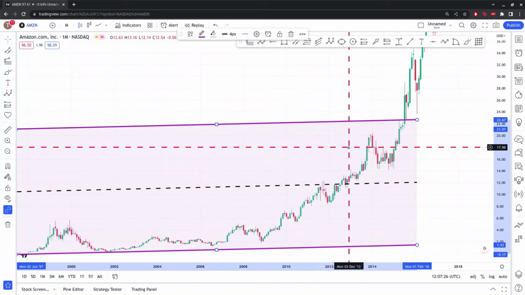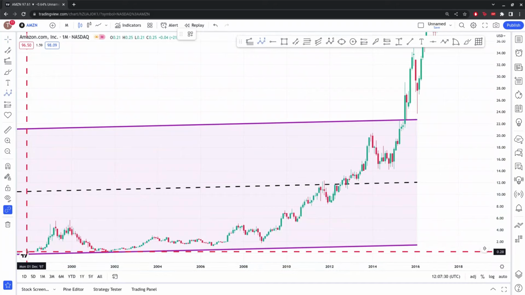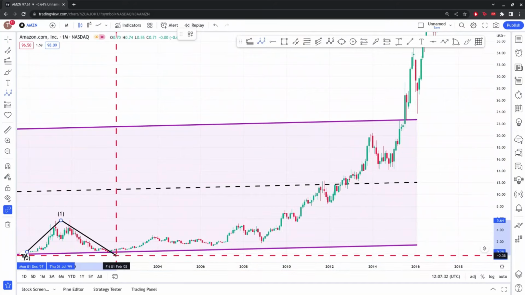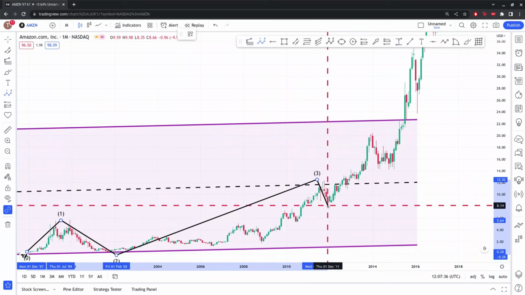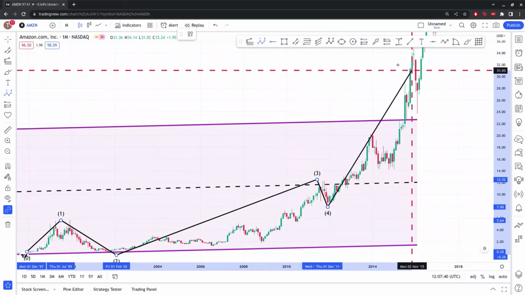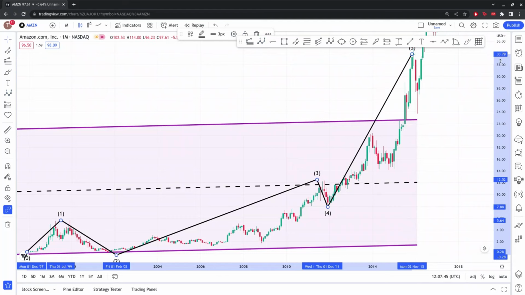So we've been able to get the fractals. I should draw this out. This is the first wave, second wave, the third wave, the fourth wave, and this is the fifth wave. And what came after this was a retracement.